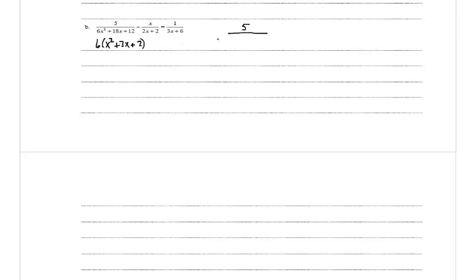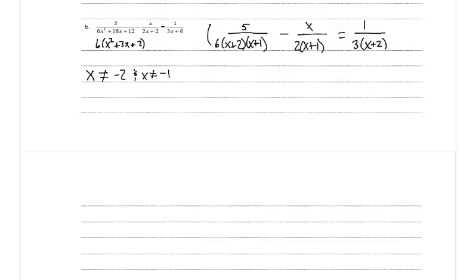So we can write it as 6 times x plus 2 times x plus 1 minus x divided by 2 times x plus 1 is equal to 1 over 3 times x plus 2. And now our least common denominator is 6 times x plus 2 times x plus 1. So our restrictions in this problem are going to be x cannot equal negative 2 and x cannot equal negative 1. And now we multiply by our least common denominator.